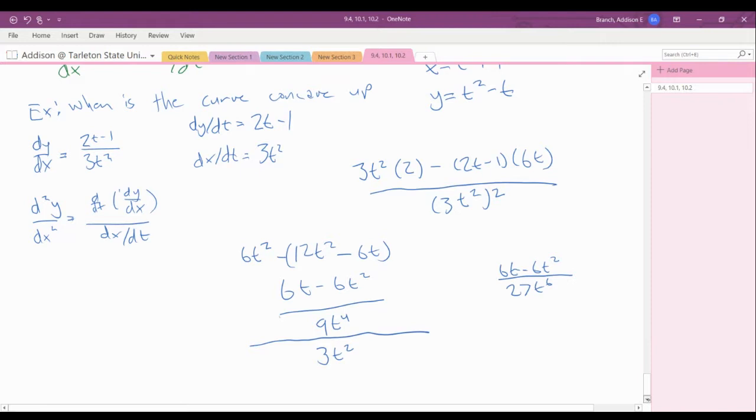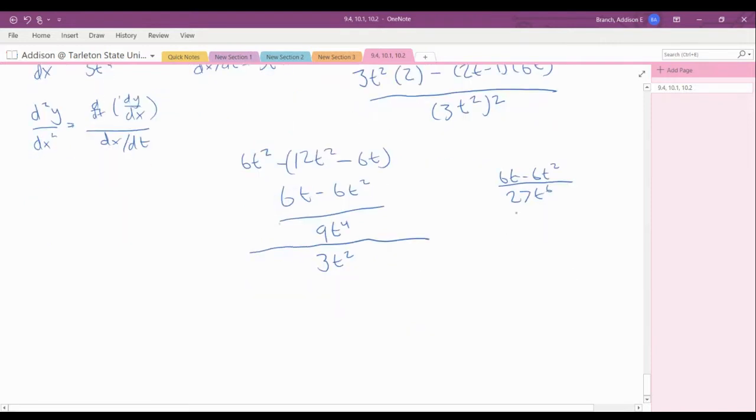We can go ahead and eliminate a little bit. So let's go ahead and get rid of a 3 and get rid of a t. So if we get rid of 3, we can get 2t minus 2t squared over 9t to the 6th, and then go one step further and get 2 minus 2t over 9t to the 6th.